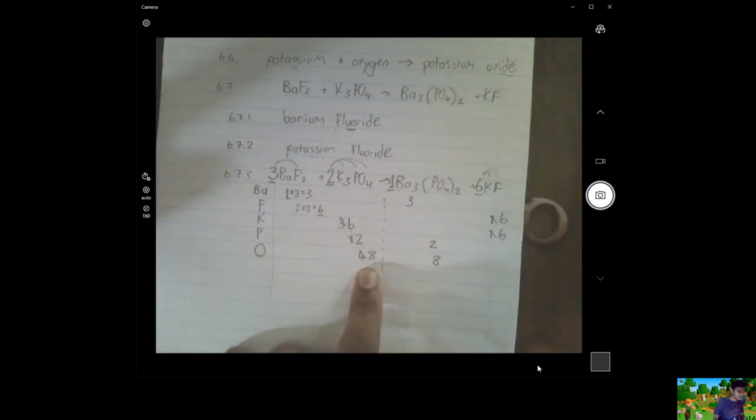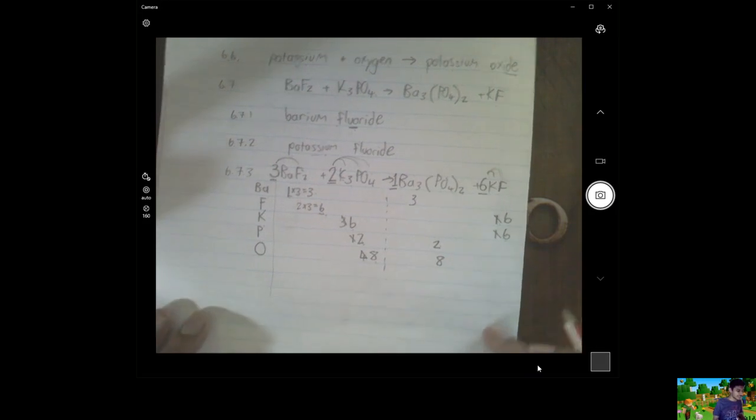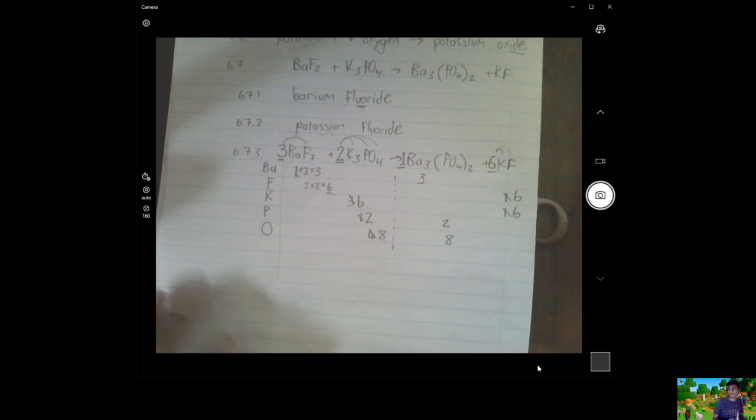You can put a big number 1 in front here. It's not compulsory, but I find it useful so that I know I have checked that this part of the equation is balanced.